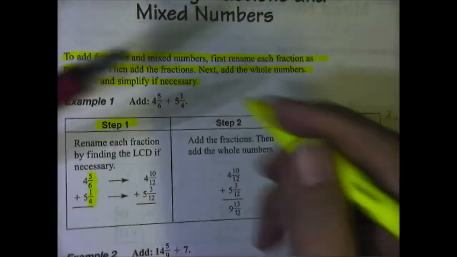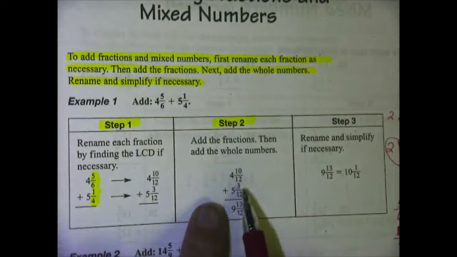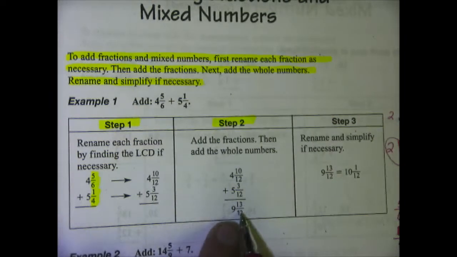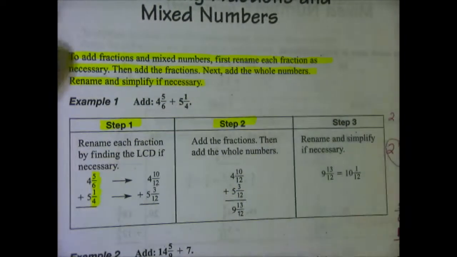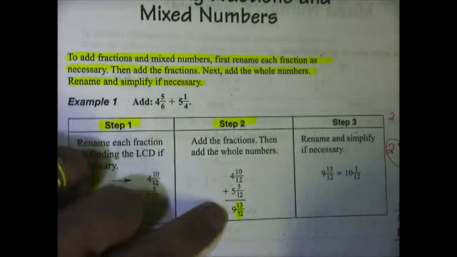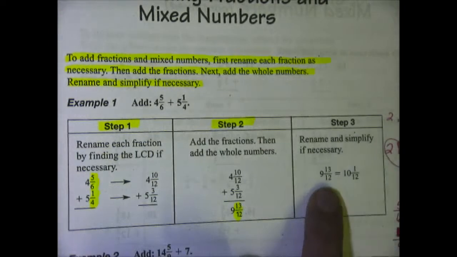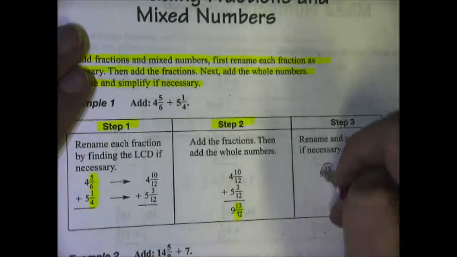Then for step 2, we're going to add the fractions. So 10/12 plus 3/12 is 13/12. So we see right away that we have an improper fraction, 13/12. And we add the whole numbers. 4 plus 5 is 9. And then what we have to do is we have to go over here and we need to rename 13/12.